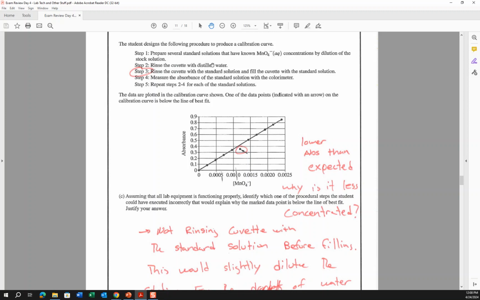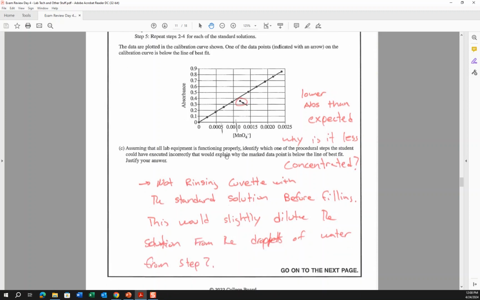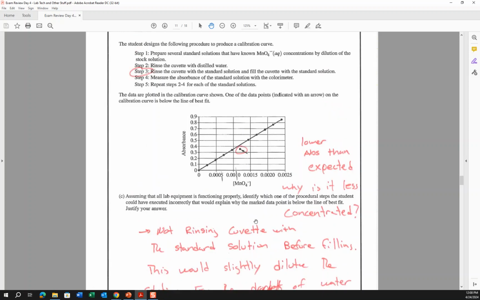If you rinse the cuvette with distilled water and then you immediately load it with your solution without rinsing it with the solution first, now that solution that's inside the cuvette is going to be a little bit more dilute than what it should be. And since it's more dilute, it'll absorb less light and you would get a lower absorbance reading. So I think that would probably be the most likely reason why this one didn't work. They forgot to do that rinse with the standard solution. They just did the rinse with the distilled water.